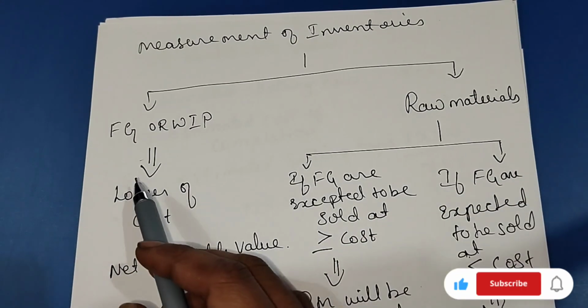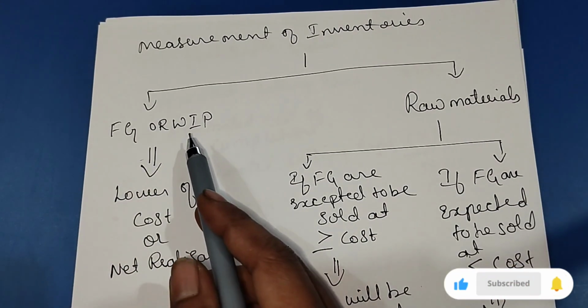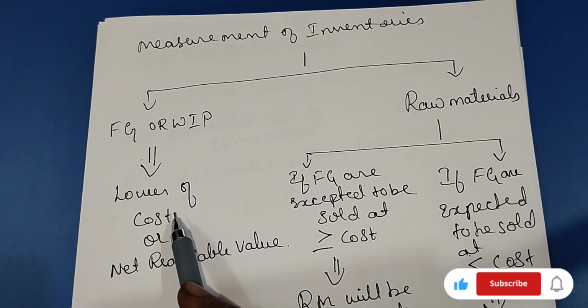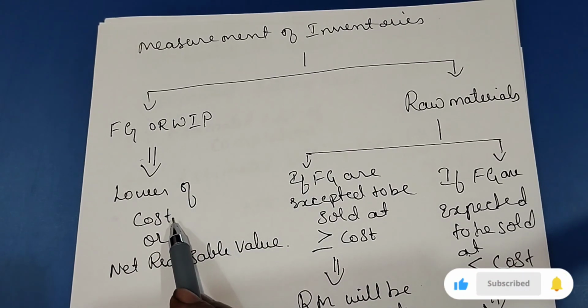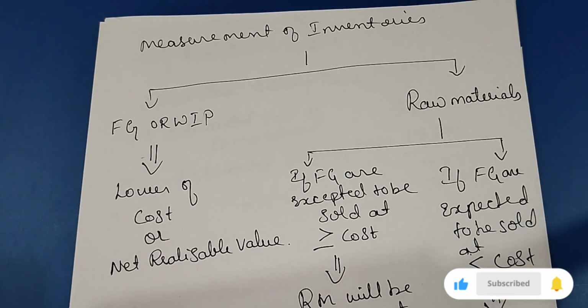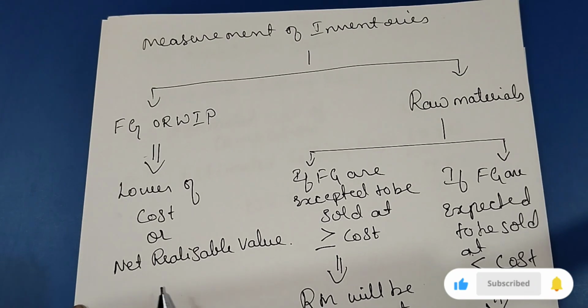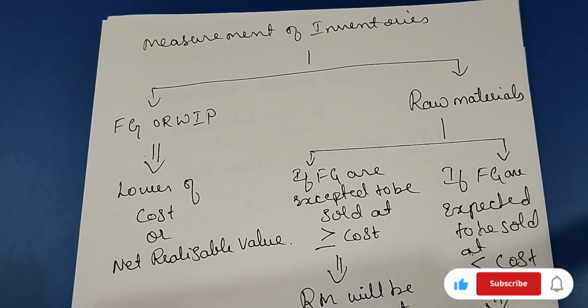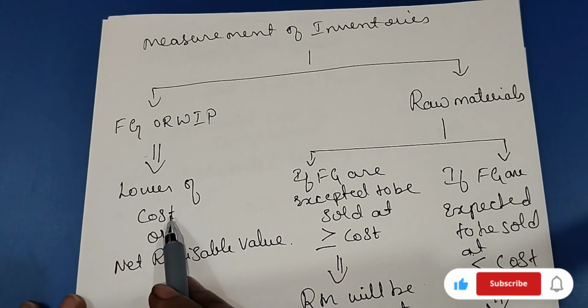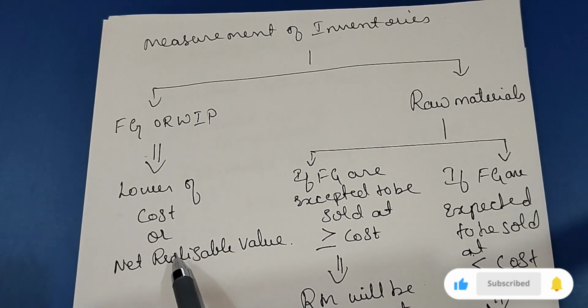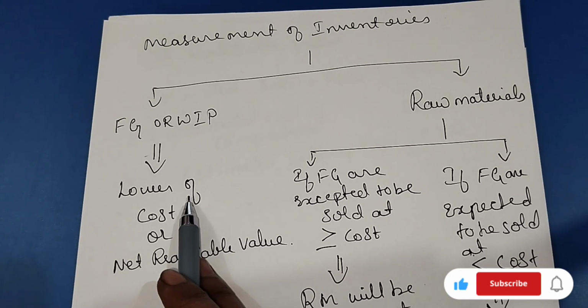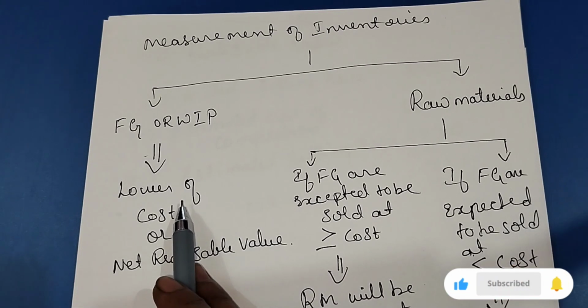So here when you take finished goods or work in progress, we are comparing the cost which I have incurred to convert a raw material into a finished product. So that value or the net realizable value, whatever value I have recorded on the balance sheet date. Okay, so I'm comparing these two values. Whichever is lower will be considered as my finished goods or work in progress.